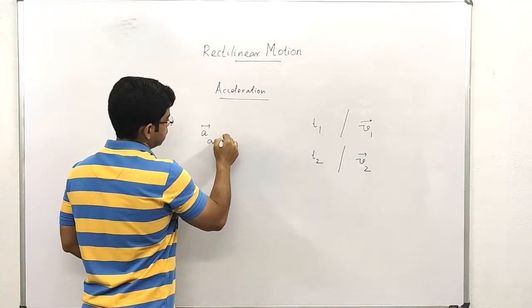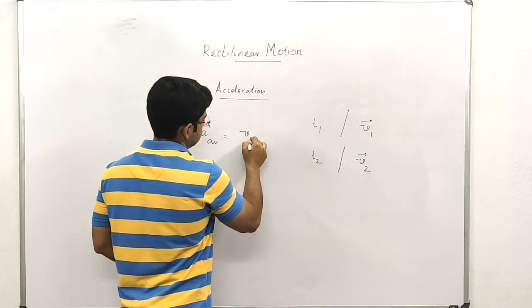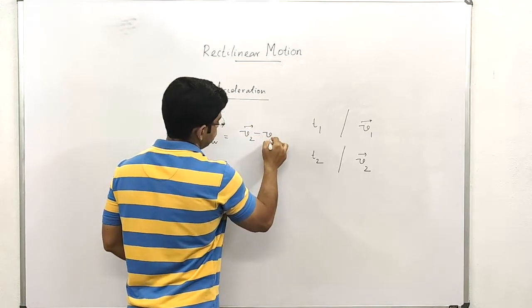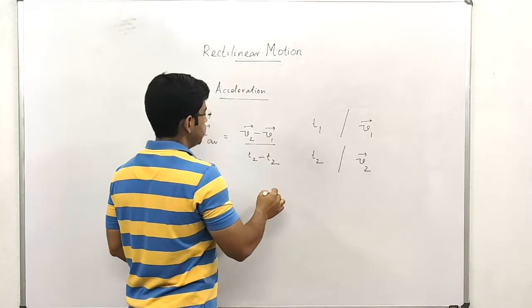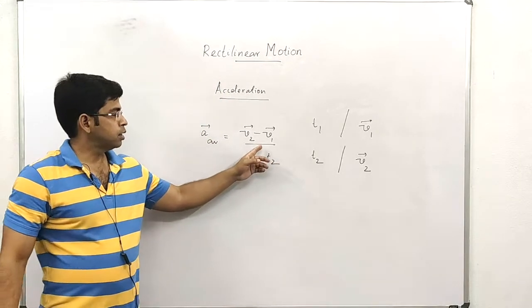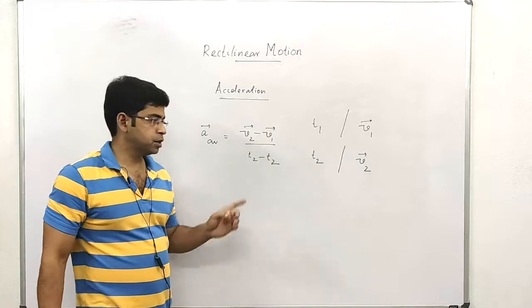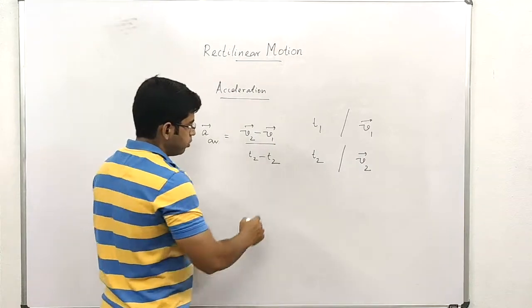Then we can write the average acceleration as v2 minus v1 by t2 minus t1. Please note that the numerator is a vectorial difference.